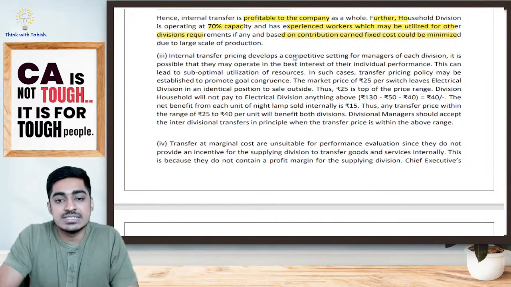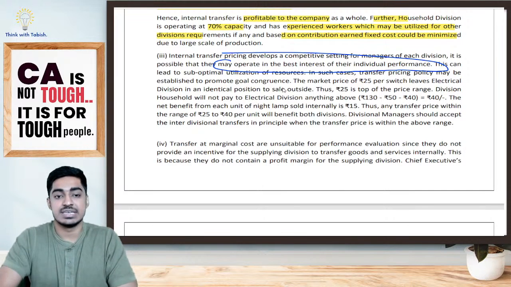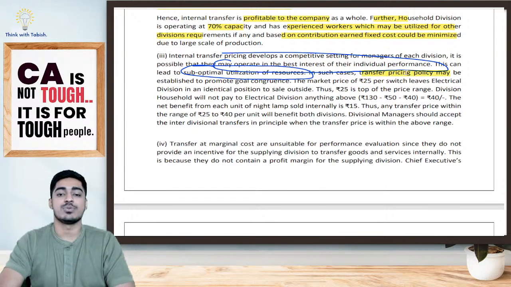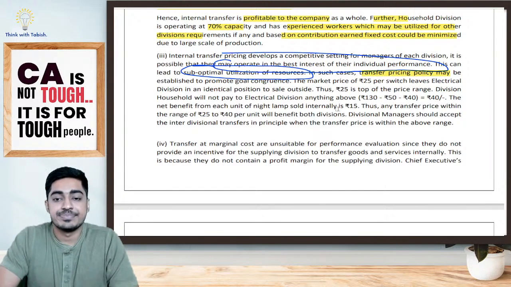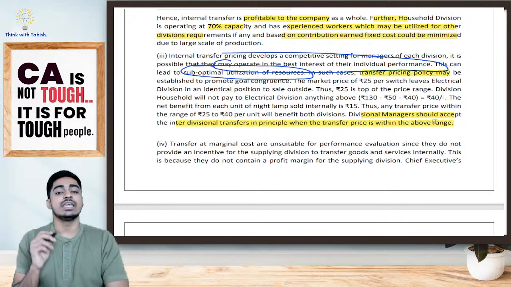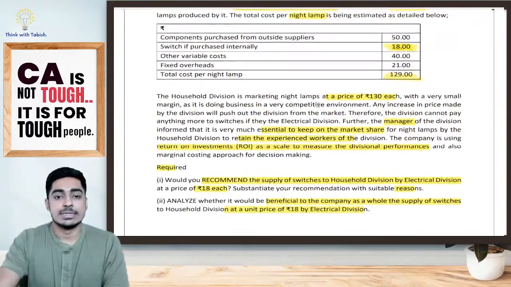Internal transfer pricing develops competitive settings for the manager of each division. It is possible that they may operate in the best interest of individual performance. What is the disadvantage? Again, it will lead to suboptimal utilization of resources. So what should the company do? The company should create a transfer pricing policy. Yes, and the divisional manager should accept the internal division transfers in principle when the transfer price is in the given range. This is the third thing.